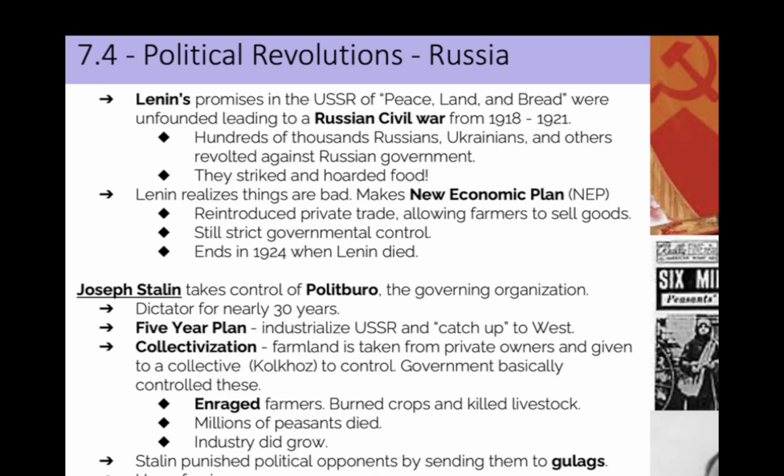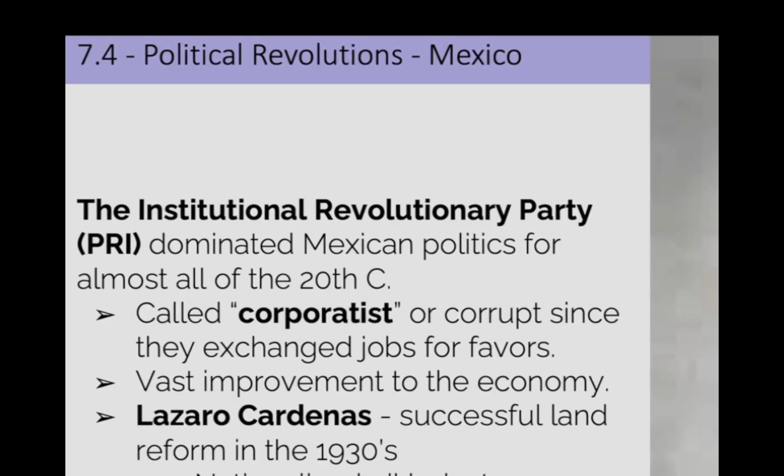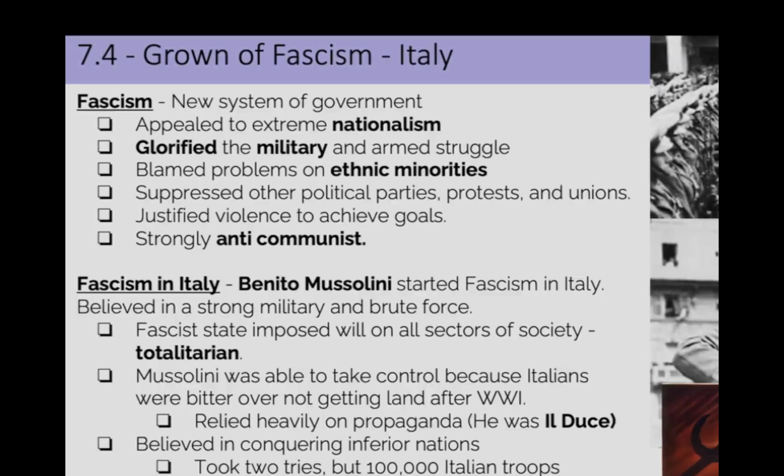Okay, so this is part of his authoritarian lean. I don't want to deal with Mexico, but I do want to deal with Italy. Fascism. Let's go to fascism.